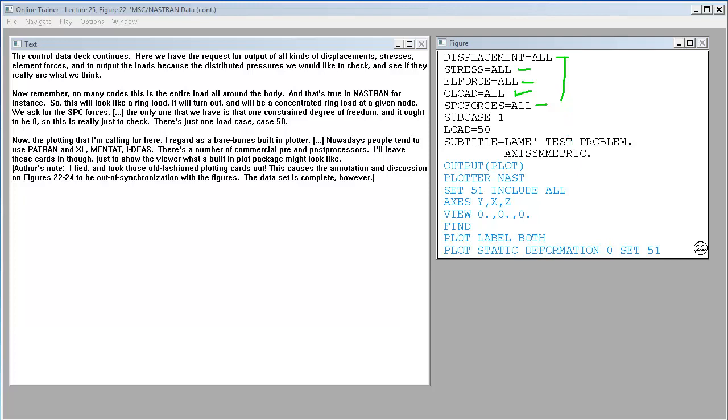The only one that we have is that one constrained degree of freedom, and it ought to be zero, so this is really just a check. There's just one load case, case 50.